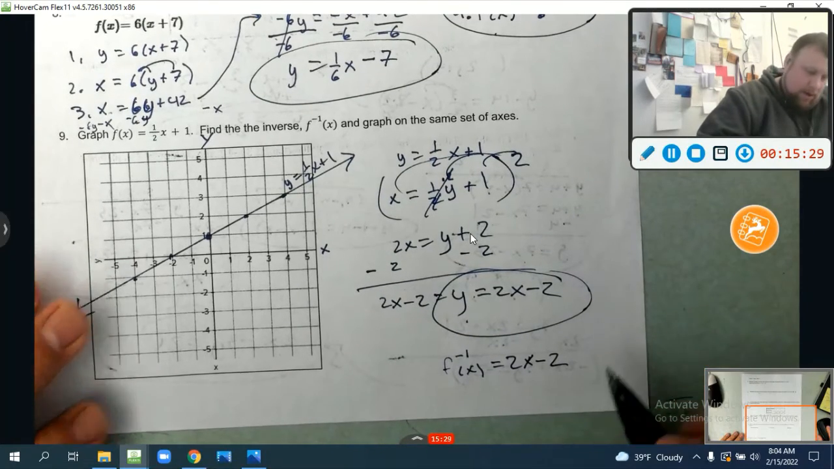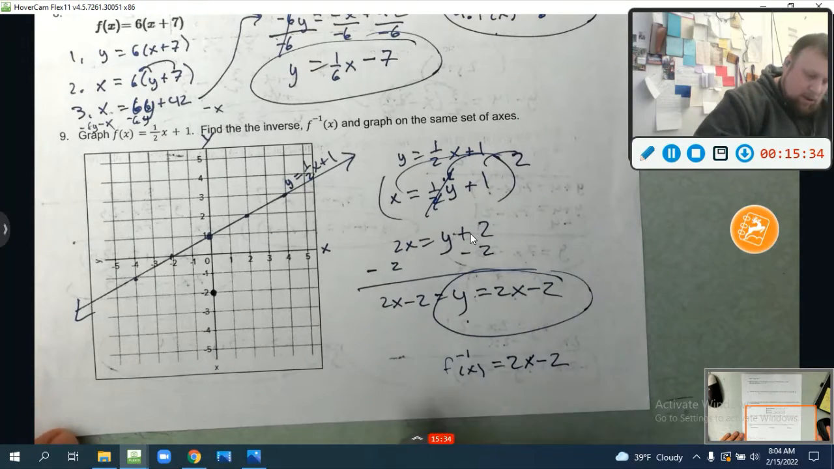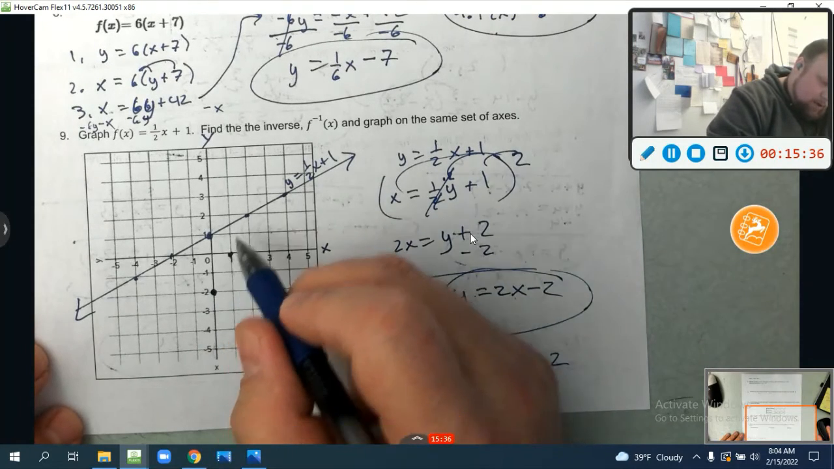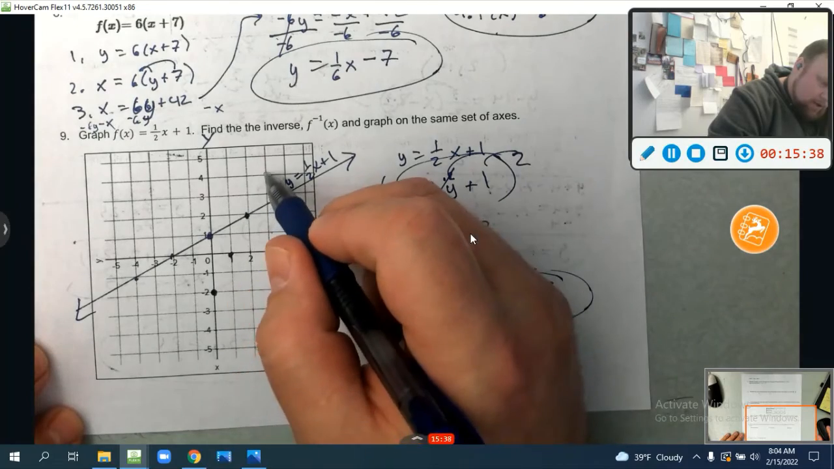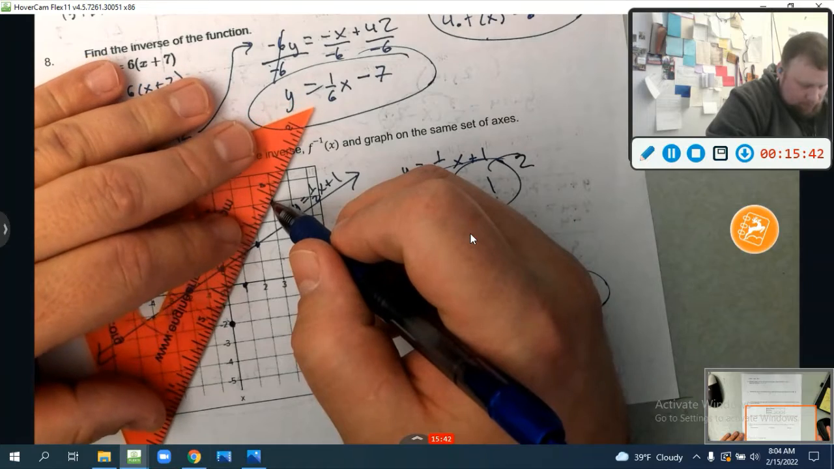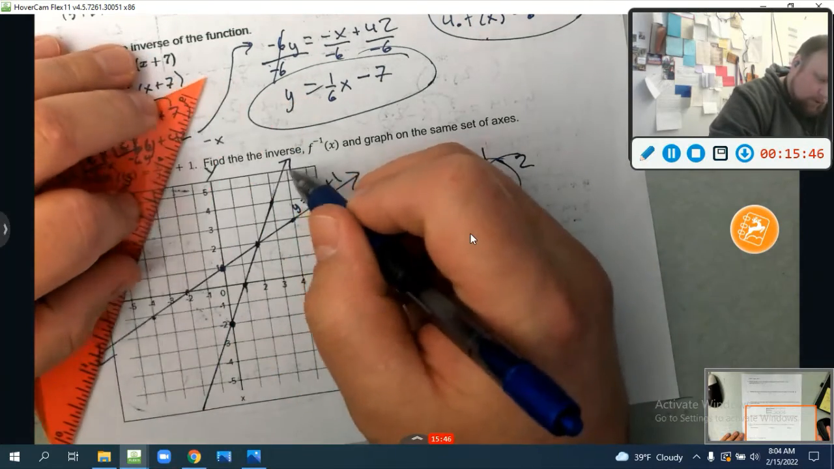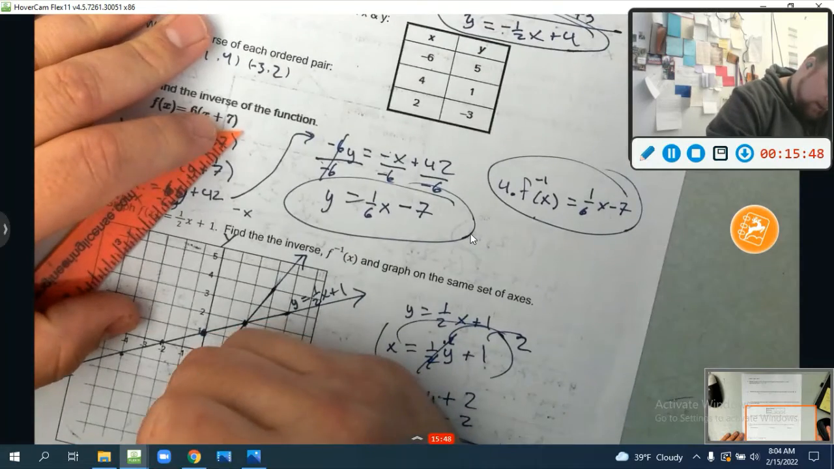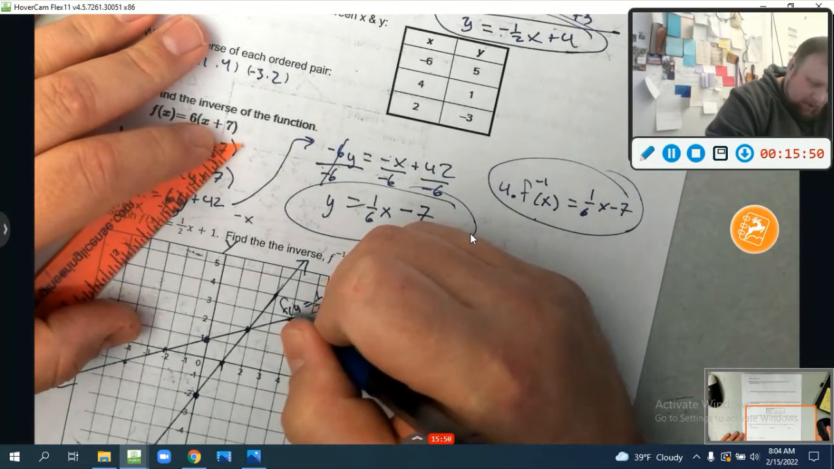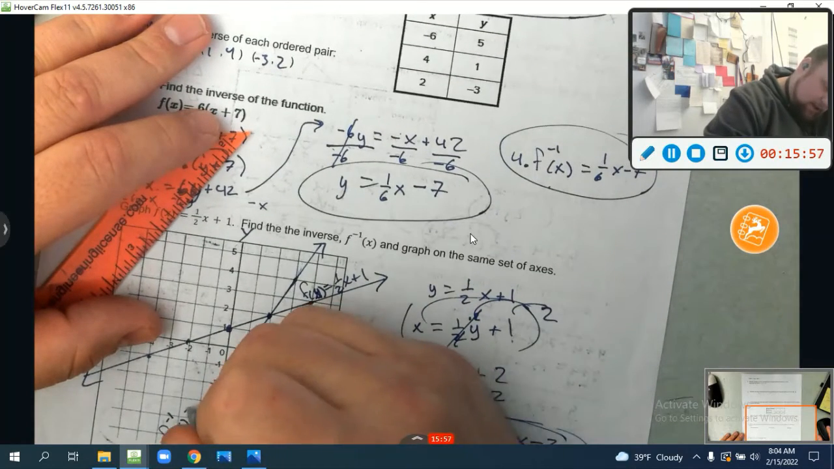All right, so let's go to negative 2. And the slope of 2 tells me to go up 2 over 1. Up 2 over 1, look, they're going to cross right there. You see that? Probably should have put f of x right here, right? Because I'm going to put f to the negative 1 of x equals 2x minus 2.